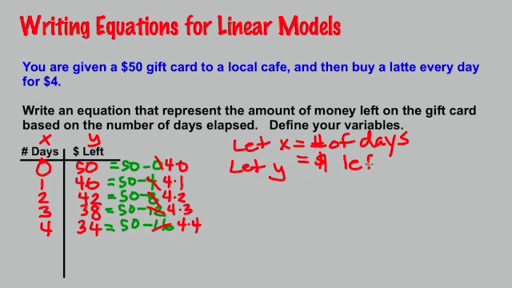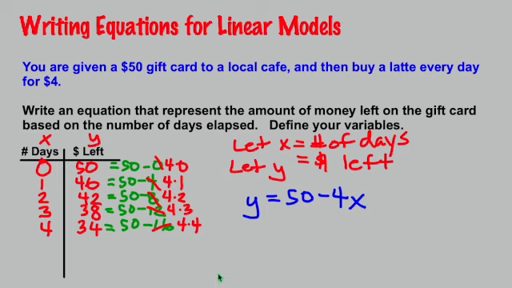So to write our equation here, it doesn't matter which line we went to, 50 was what we always start with. So we can say the amount of money left over, which is Y, is always going to be 50 and then minus 4, and it was always times the number of days that have elapsed so far. Well, number of days is X, so we can simply say 4X.